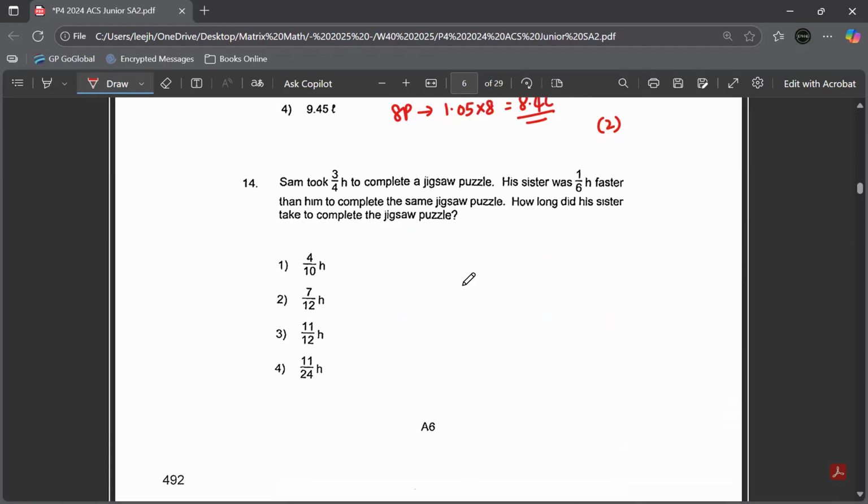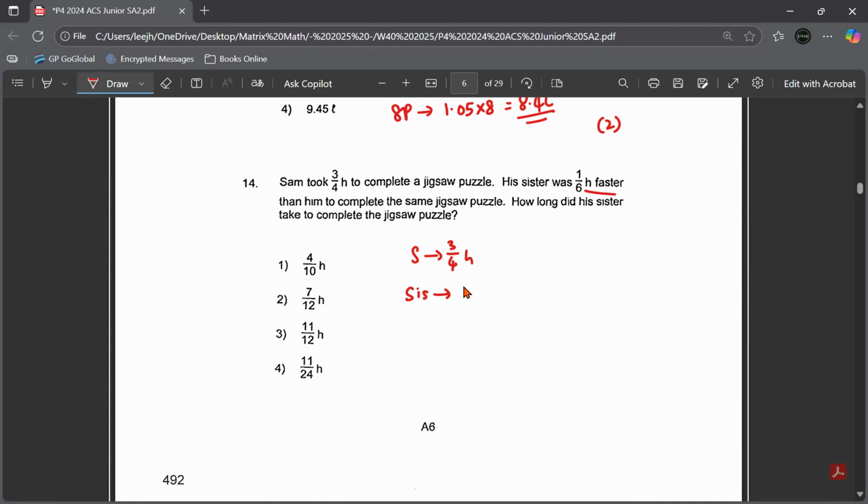Sam took 3/4 hour to complete a jigsaw puzzle. His sister was 1/6 hour faster than him to complete the same jigsaw puzzle. How long did his sister take to complete it? So very simple. So you have to read with understanding. So Sam, 3/4 hour, but the sister took 1/6 faster.